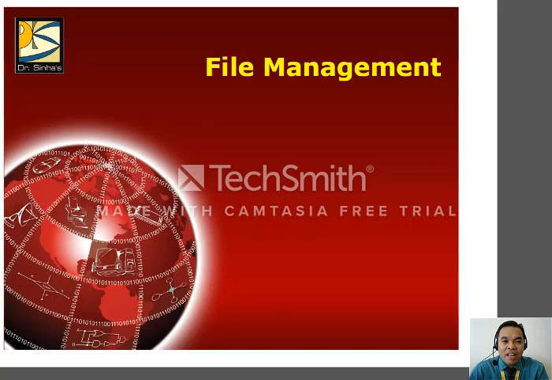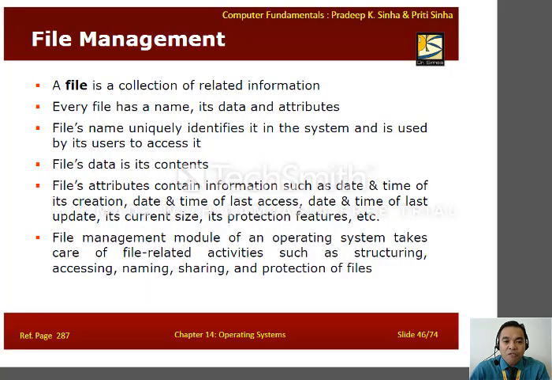Next is file management. When you say file, let's define this. It is a collection of related information. Going back to our data: data are the raw materials, and information is a collection of related data. So if we have a collection of related information, it will become a file. Every file has a name, its data, and of course attributes or characteristics.